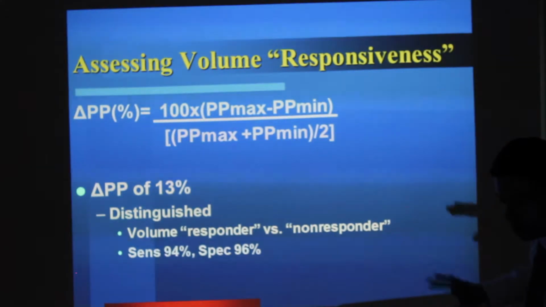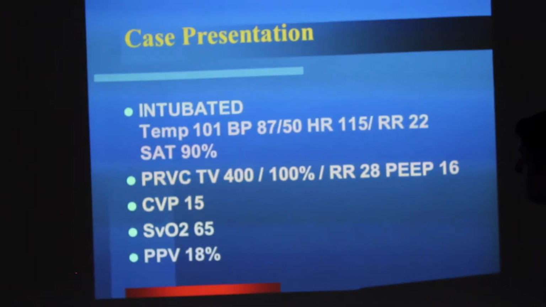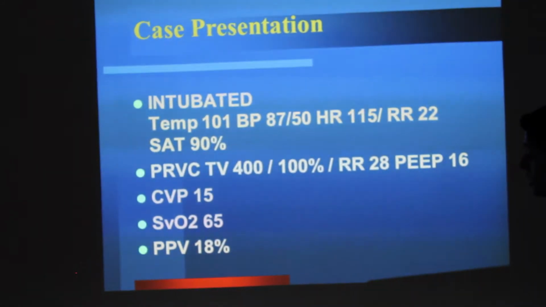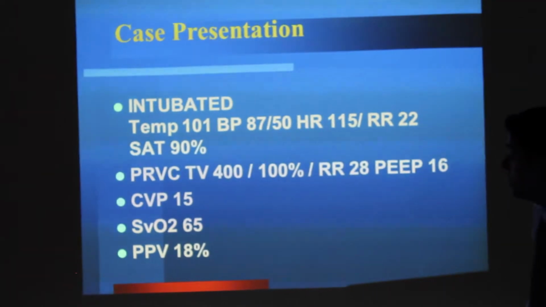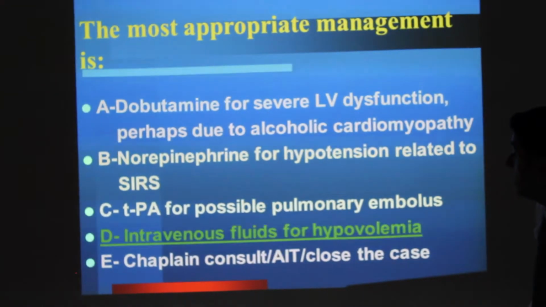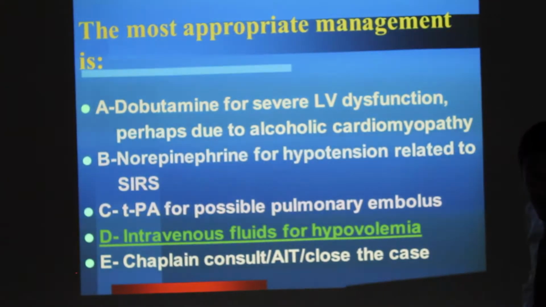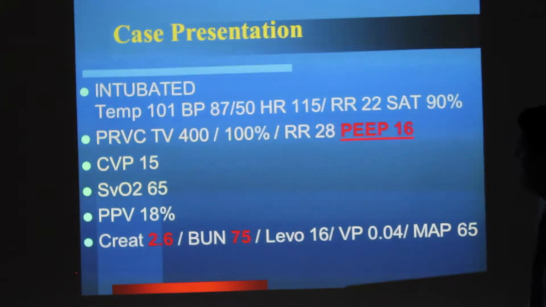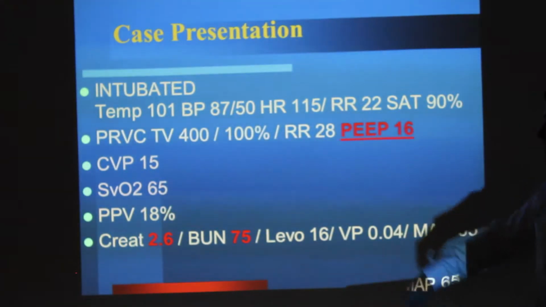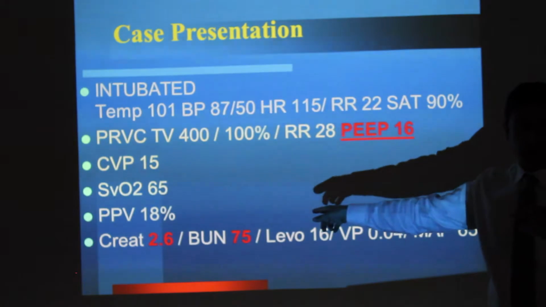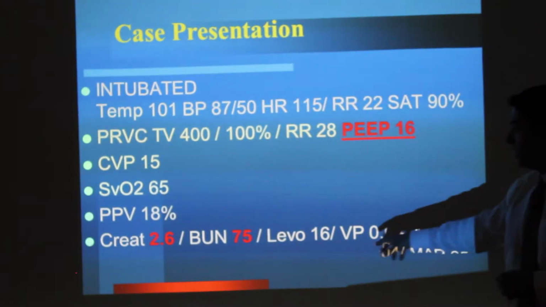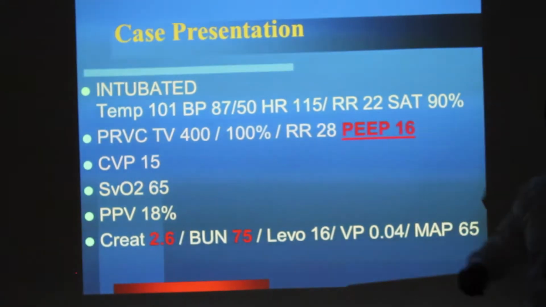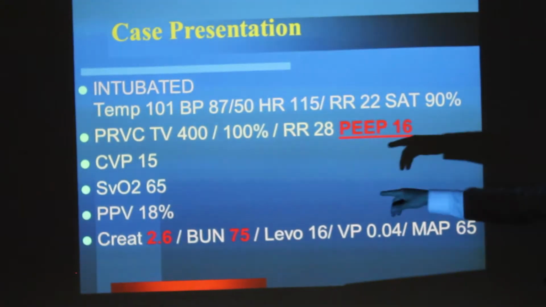So this is the formula we talked about, which has high sensitivity and specificity. Our patient had 18%, so we gave him a fluid bolus, and the answer here was IV fluid for hypovolemia, if you go back. He's on PEEP of 16, and this was a case actually this Saturday at downtown. Nathan was helping me with this patient, and I have Josh also.